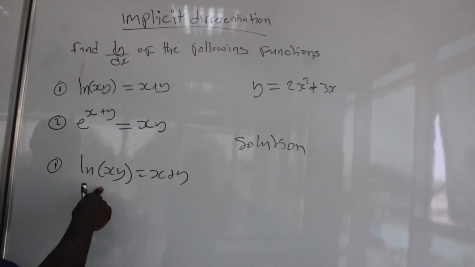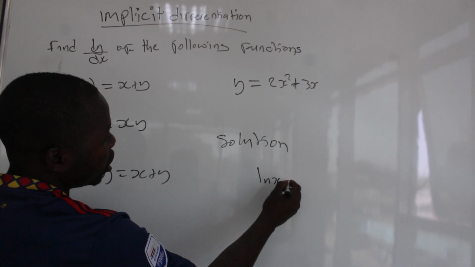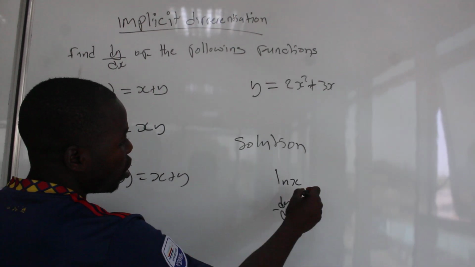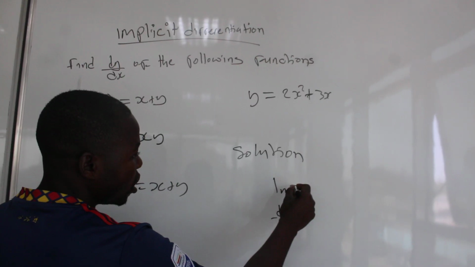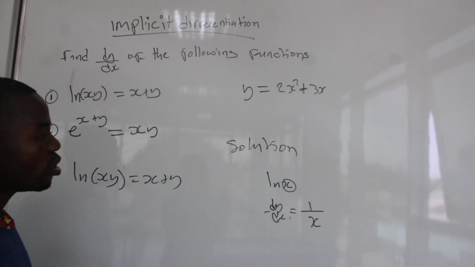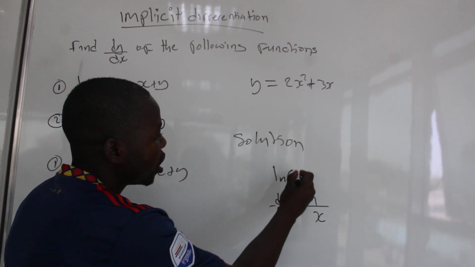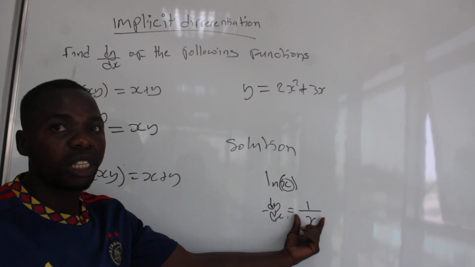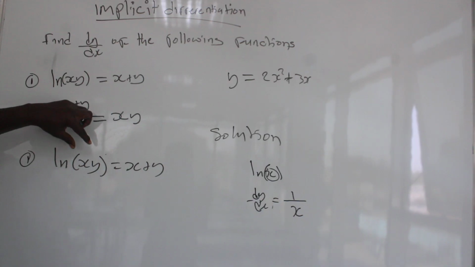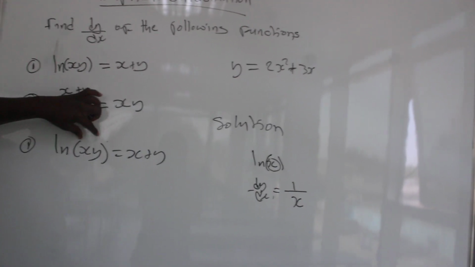To differentiate natural log, for example, if you have natural log x, dy dx of this is equal to: you differentiate inside, dy dx of x is 1, then divide by what is inside, which is x. So whenever you are differentiating natural log, you differentiate the argument, then what is inside becomes the denominator. So I'm going to differentiate what is inside, and as a denominator it's going to be xy.